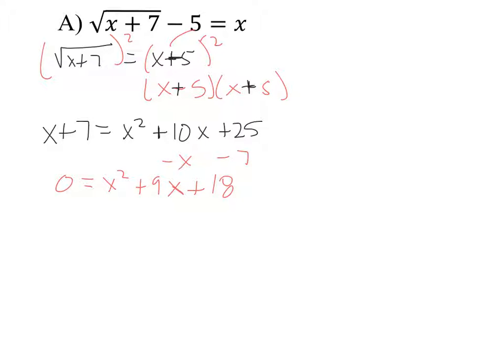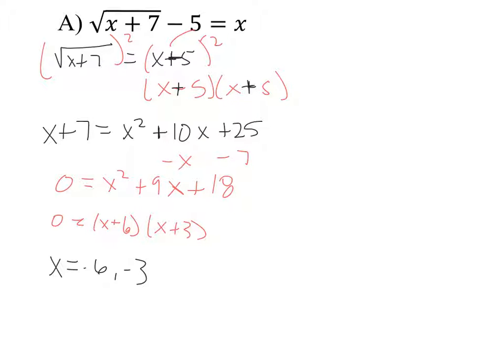And now you have to factor. Two numbers that multiply to get positive 18 and add to get 9 would be x plus 6 and x plus 3. Again, they multiply to get your C and add together to get your B. If I solve this, my two answers would be x is equal to negative 6 and negative 3.